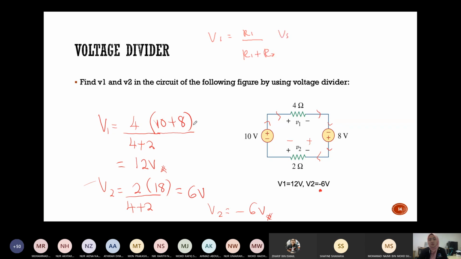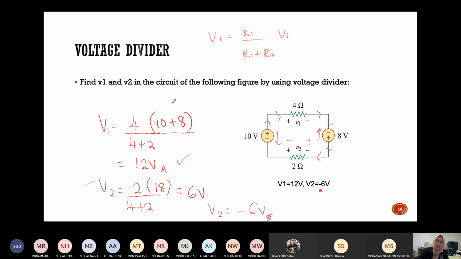Multiply with Vs. So over here you have two sources. If you have two sources, for this circuit you need to add 10 volt and 8 volt. So you will get V1 is equal to 12 volt.